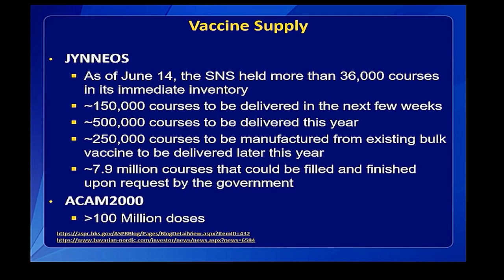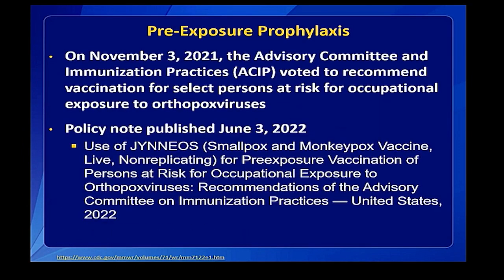And that comes from a total of 7.9 million courses of bulk drug that could be filled and finished upon request by the U.S. government. For ACAM2000, there are currently more than 100 million doses in the Strategic National Stockpile.